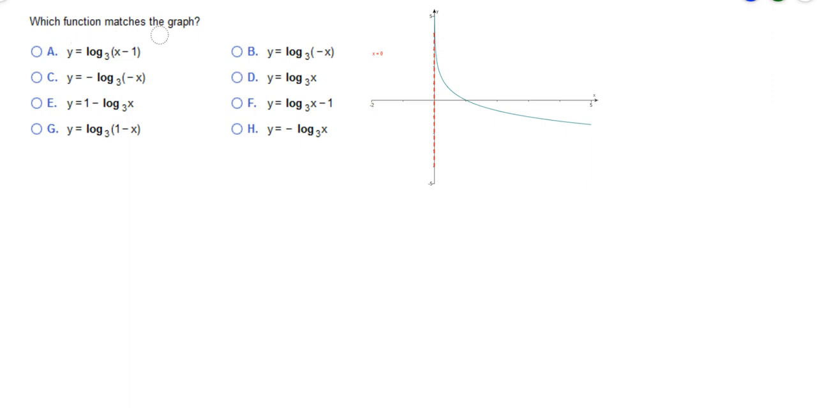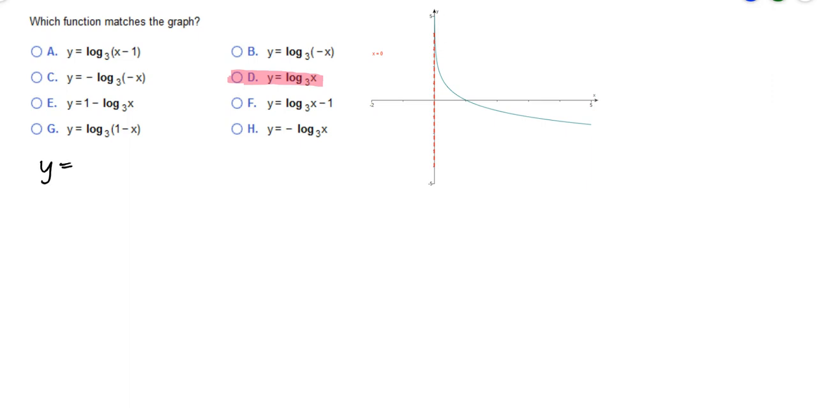Which function matches the graph? And they've given me a bunch of log functions with base 3 and all transformations of those log functions. So I'm going to take a moment to graph this basic one here that doesn't have any transformations, and then from that base graph I'll be able to graph all these other ones and see which one matches.